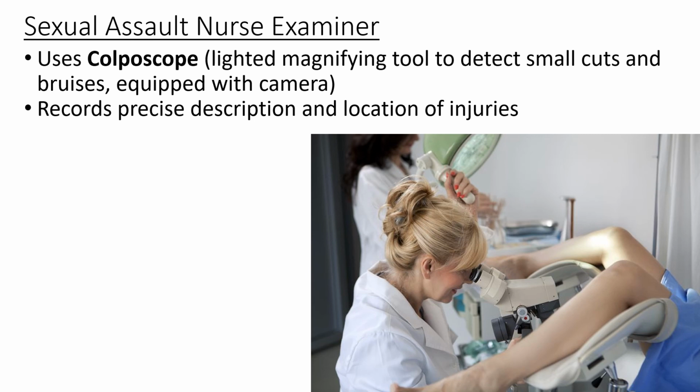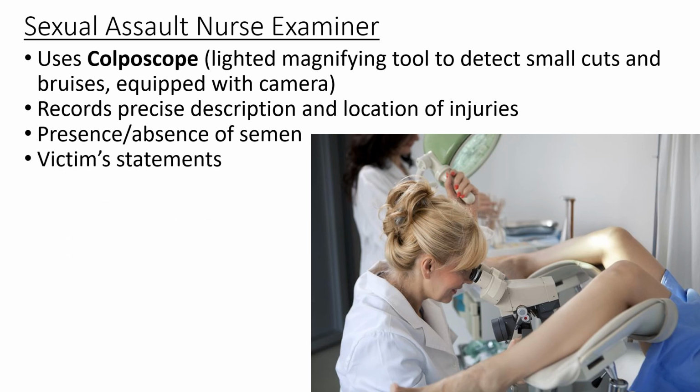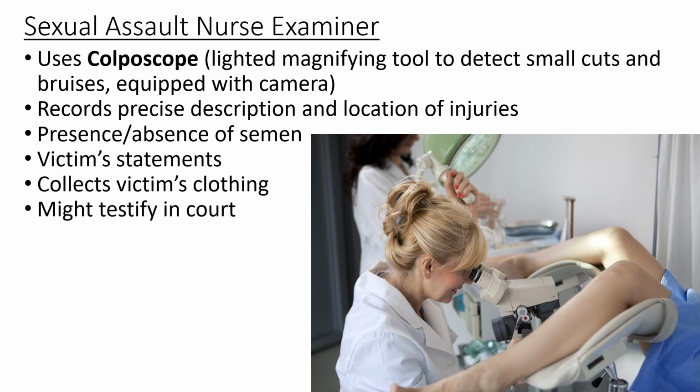The SANE is going to record a precise description of injuries and location of injuries. She will document the presence or absence of semen. If there's semen still there, she'll collect samples of it. She will listen to the victim's statements, and those statements will be recorded in her medical notes as well. She will collect the victim's clothing to be analyzed by the lab. She also might be called upon to testify in court as to everything that she's done.